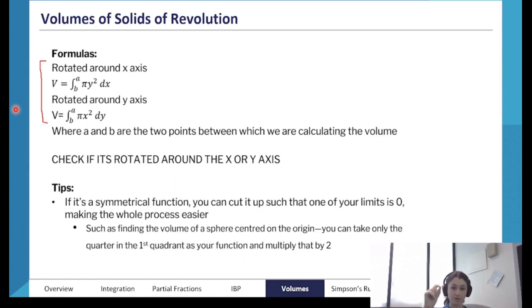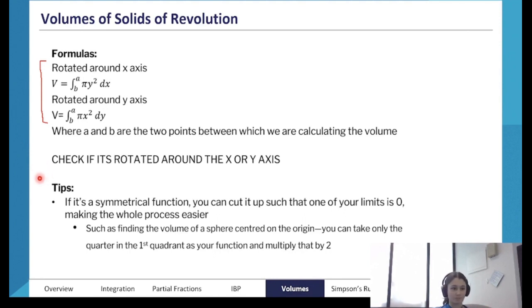If it's rotated around the x-axis, your limits need to be x coordinates. If it's rotated on the y-axis, your limits need to be y coordinates. Make sure you've got it all down before you even attempt the question. Especially if the question just says rotate on the x-axis, circle it in your pen or something. I don't know, maybe it's just me. I just always made that mistake.